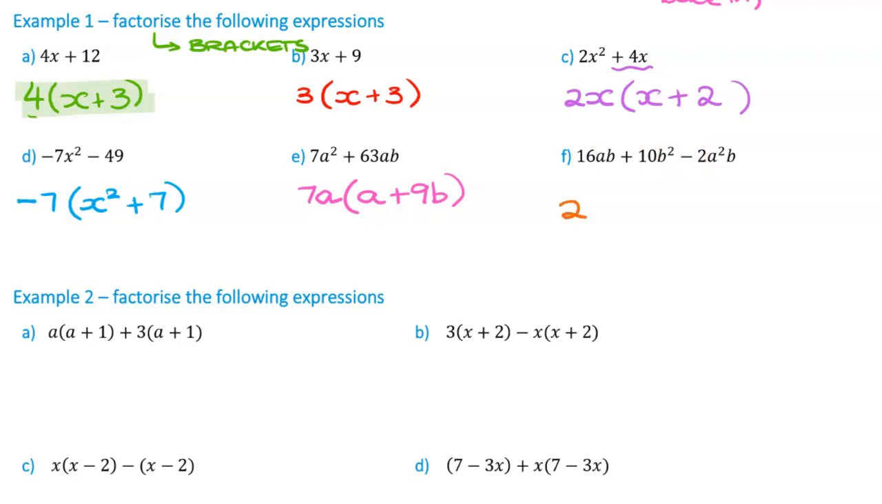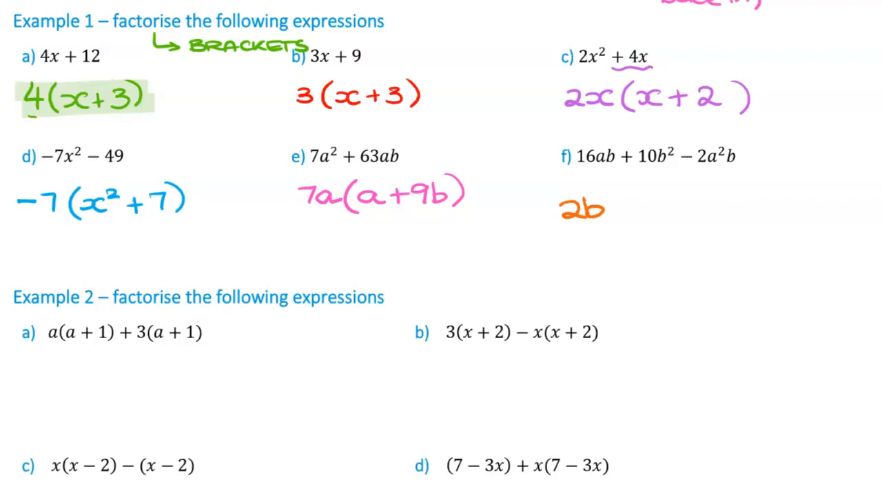Now we're going to look at the variables, or the letters. We've got an AB, a B squared, and an A squared B. What's the highest letter that we have in common? That's going to be B. We can't have an A because this middle term doesn't have an A. It needs to be a B because every term's got a B within it, and we can use that to build it. If you didn't include this B here, you wouldn't have found the highest common factor. You need to find it for the numbers and the letters.